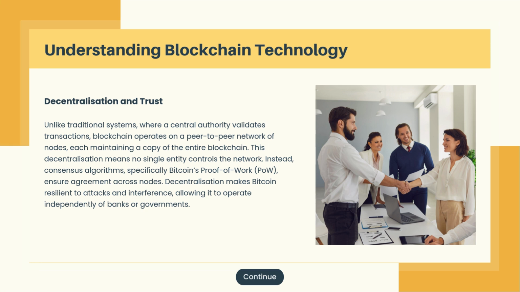Decentralization and trust. Unlike traditional systems where a central authority validates transactions, blockchain operates on a peer-to-peer network of nodes, each maintaining a copy of the entire blockchain. This decentralization means no single entity controls the network. Instead, consensus algorithms, specifically Bitcoin's proof of work, POW, ensure agreement across nodes. Decentralization makes Bitcoin resilient to attacks and interference, allowing it to operate independently of banks or governments.